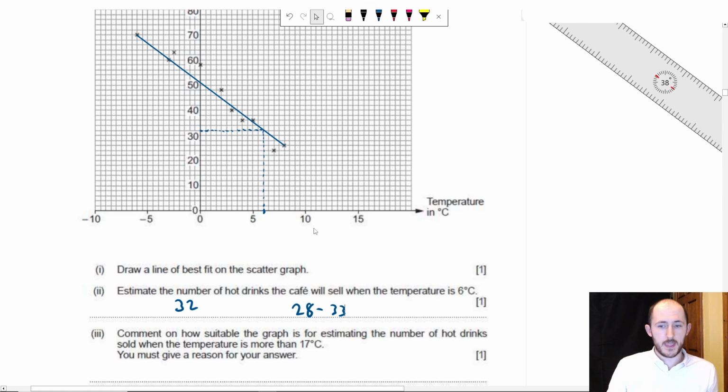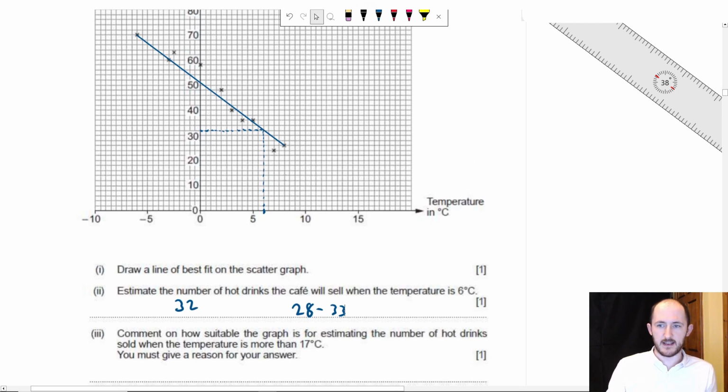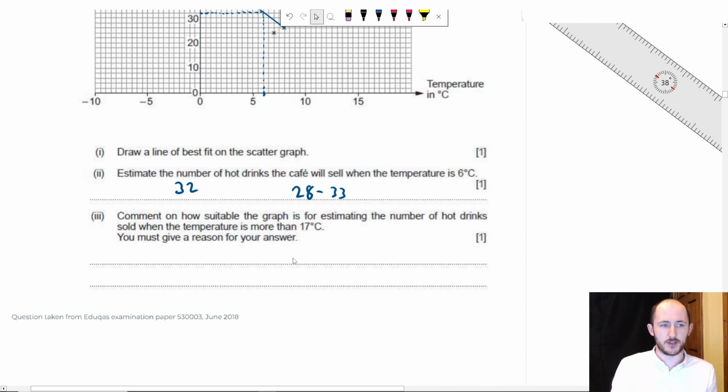So, comment on how suitable the graph is for estimating the number of hot drinks sold when the temperature is more than 17 degrees. Give a reason. These are very stereotypical questions for scatter graphs. They will give you a number that is not on your range. Our graph ends at about 7 degrees, so it's not good to use it to measure something all the way over here, and the reason is it would be extrapolation, okay?